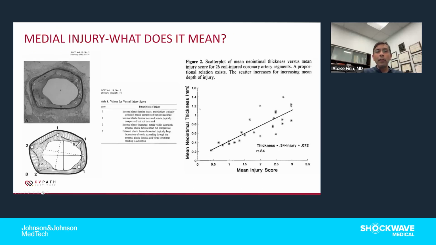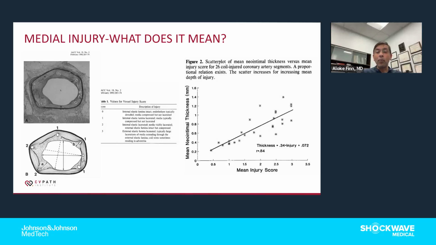Okay, so medial injury obviously was a big topic of this paper. What does it mean? Well, medial injury is a component of the Schwartz injury score. We use it as an essential marker of the chances of restenosis or neointimal formation. The more the injury score, the more the neointima will form. And you can see, I don't know how well you can see this, but in Schwartz score 2 and 3, medial injury is an essential component of higher injury scores.